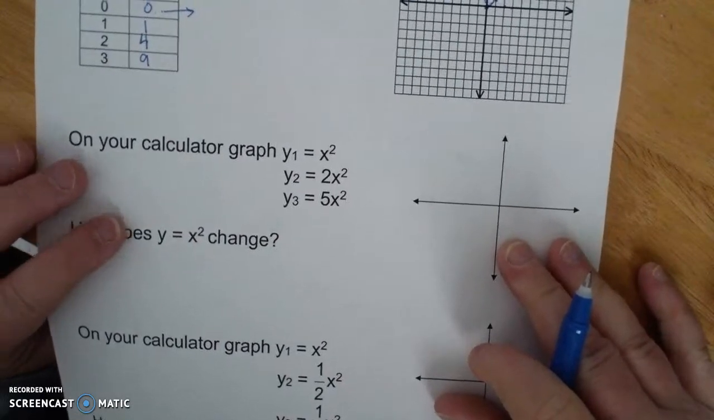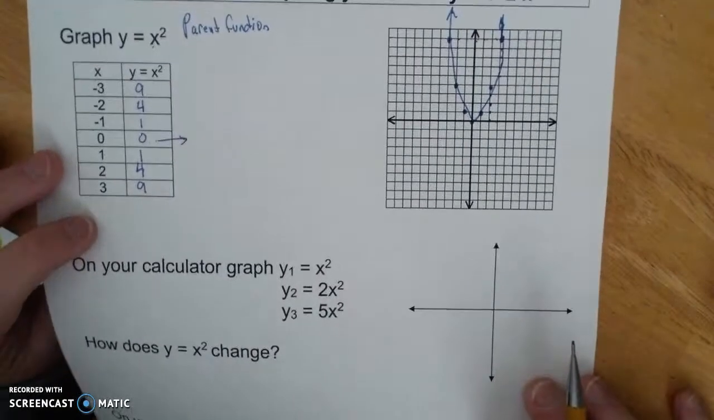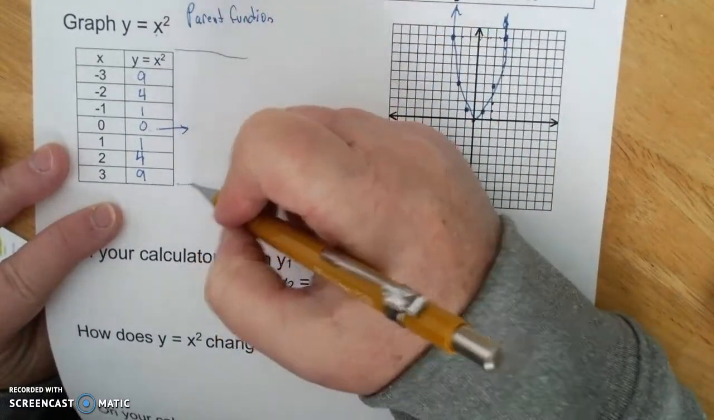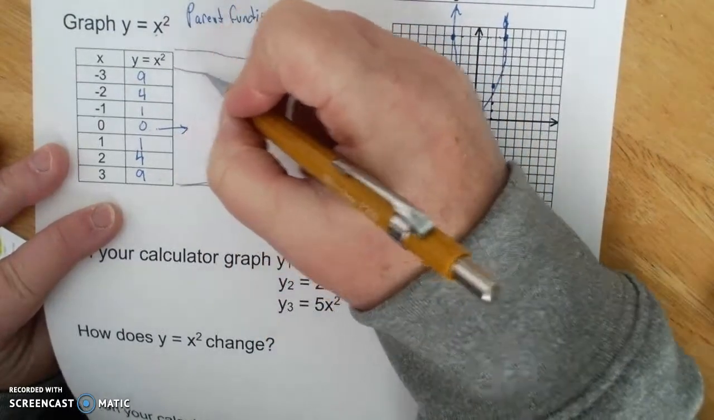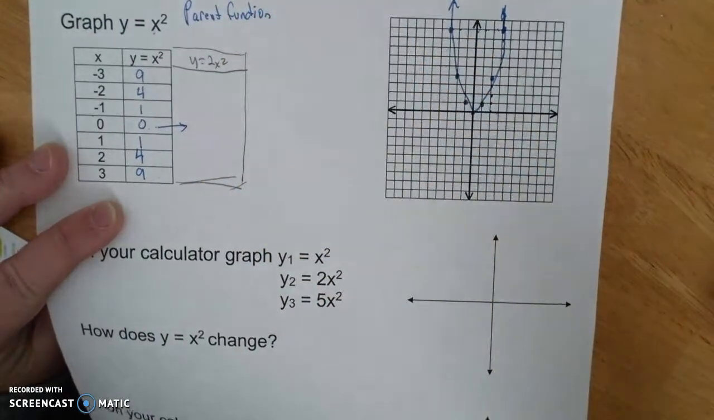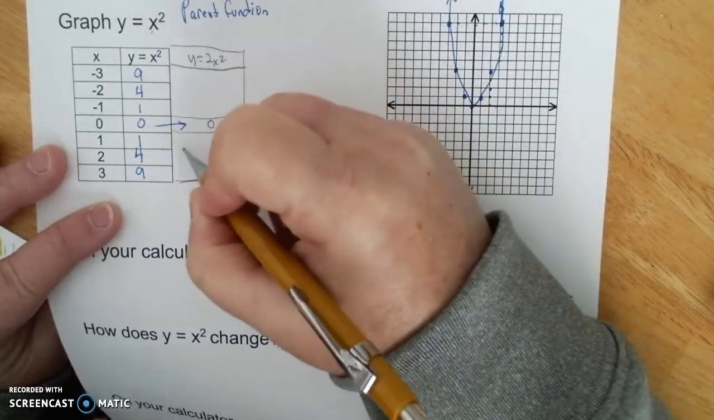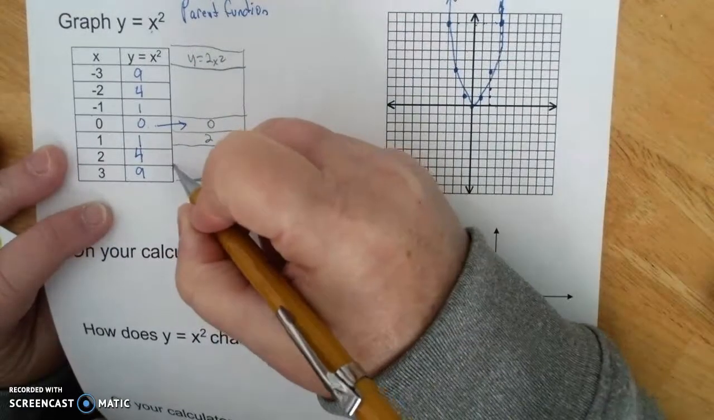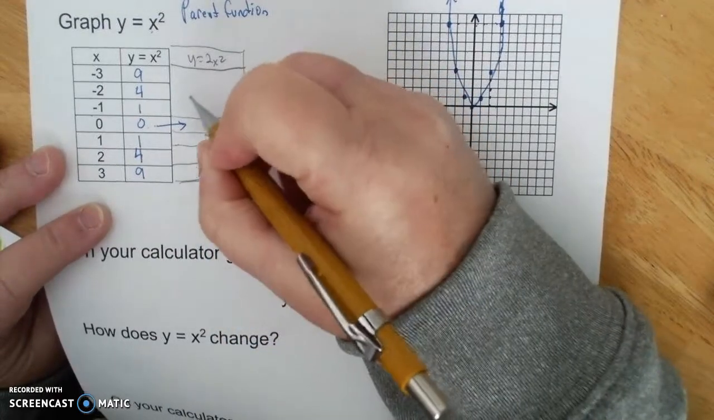Okay, now on your calculator, what we're going to do is extend our table, and we're going to use the same values. This is y equals 2x squared, and the 0, 0 is going to stay 0. The 1 is going to go to 2. The 4 is going to go to 8. The 3 squared is going to go to 18.